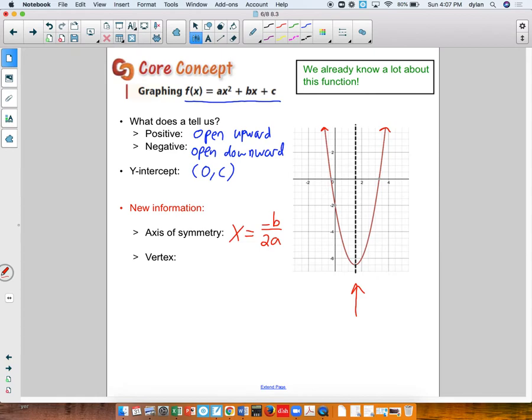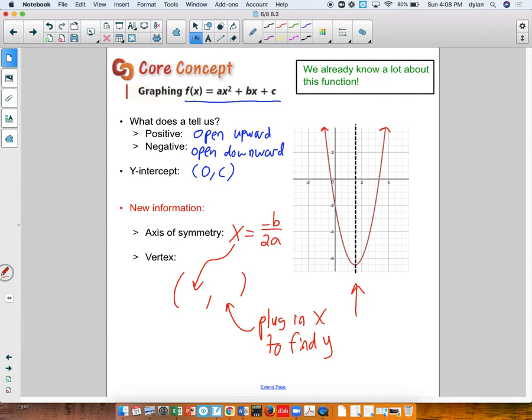where the b and a come from the original quadratic function. So the axis of symmetry, if you look at the picture, you'll notice it goes through the vertex, which means the x-coordinate of the vertex is the axis of symmetry value. And then to find the y-coordinate of the vertex, all we're going to do is plug the x-coordinate back into the original function, and that'll give us the y-coordinate for the vertex. So with this information, we'll now be able to graph these types of quadratic functions.